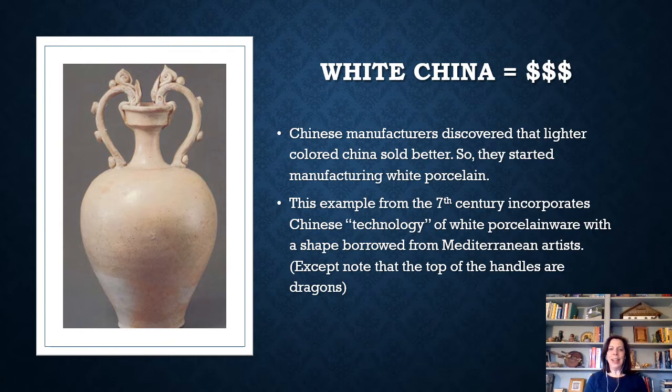And this is a great example because you see that they're basically copying Mediterranean art. Again, this is something that you would have seen in Greece or Rome, the general shape, the handles. If you go through the Greek and Roman galleries, you'll see lots of this, except you probably won't see dragon heads at the top of the handles, which definitely is the Chinese addition.